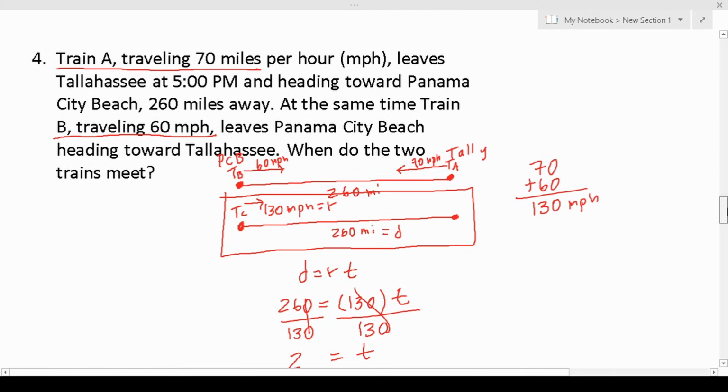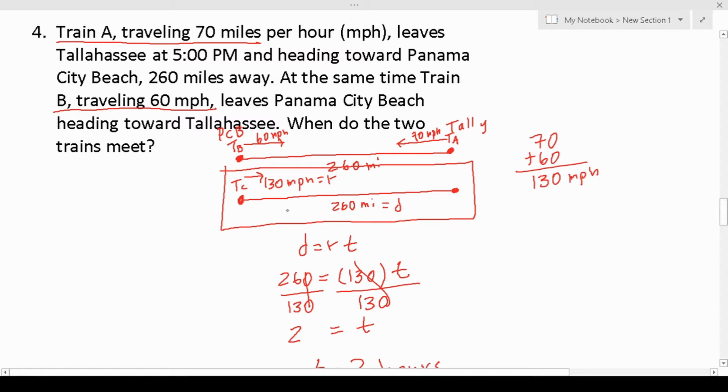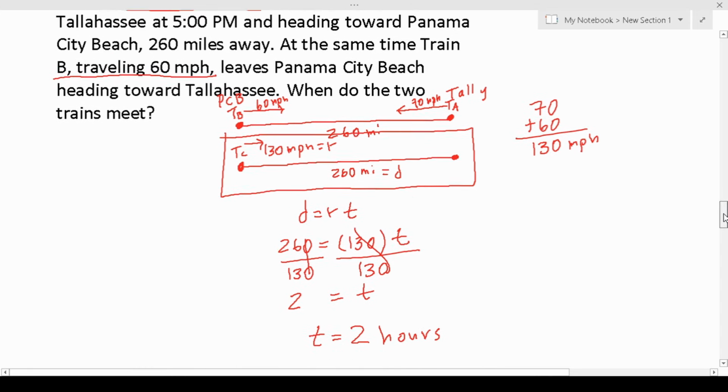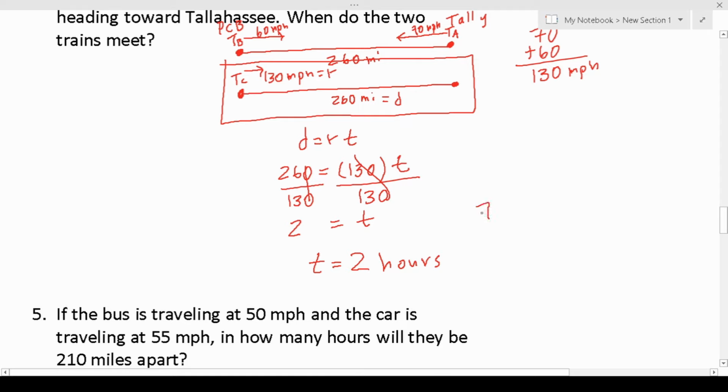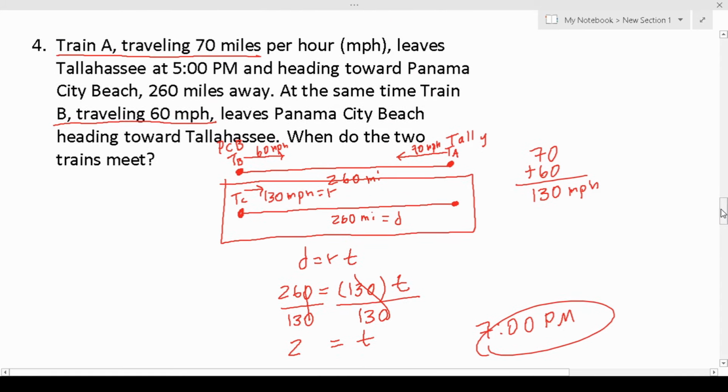And in this case, we're told that the trains leave at 5 p.m. We want to know when they meet. So if they leave at 5 p.m. and they meet 2 hours later, that's 5, 6, 7 p.m. So they'll meet at 7 p.m. to answer this question. Okay, so that's how you deal with problems where you have two objects, trains in this case, traveling toward each other, albeit at different speeds. Pretty simple.